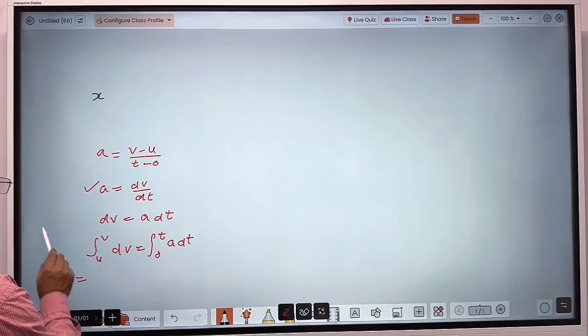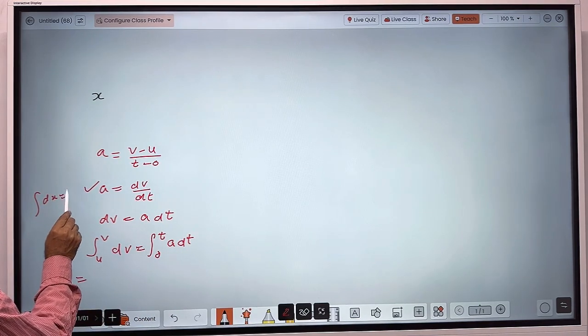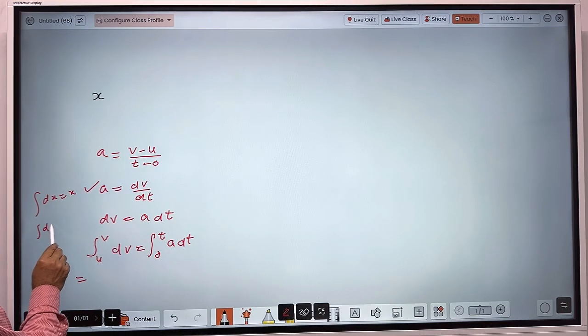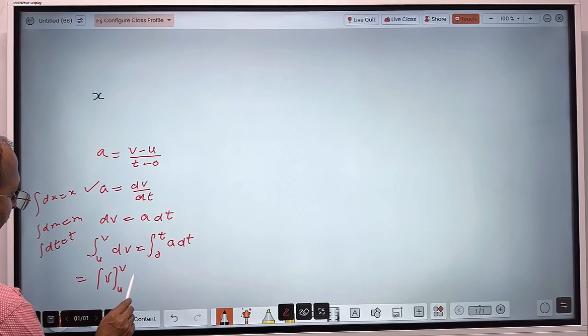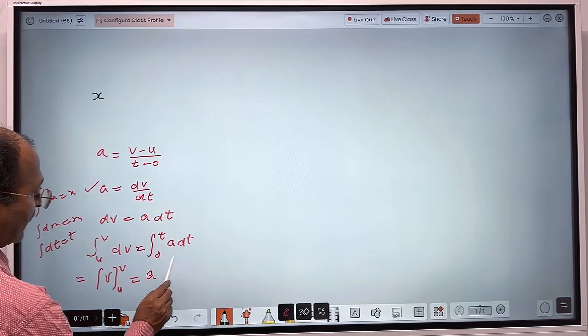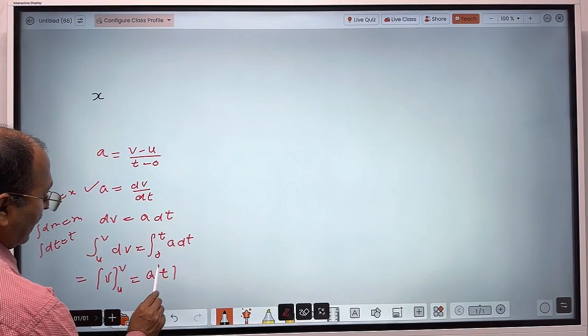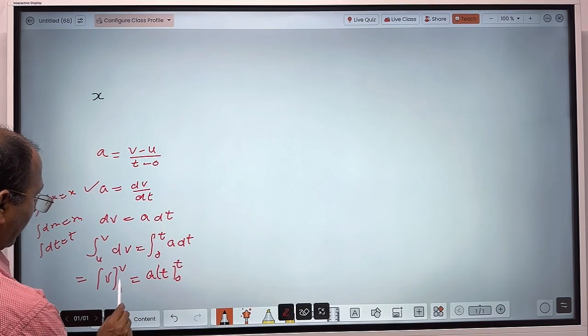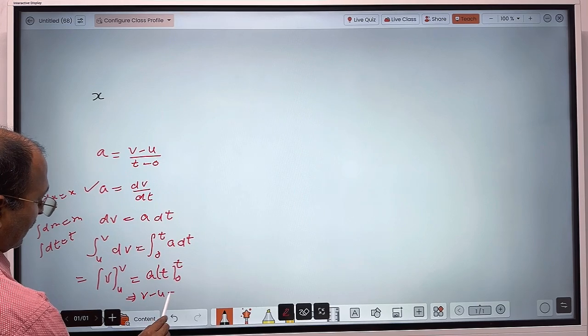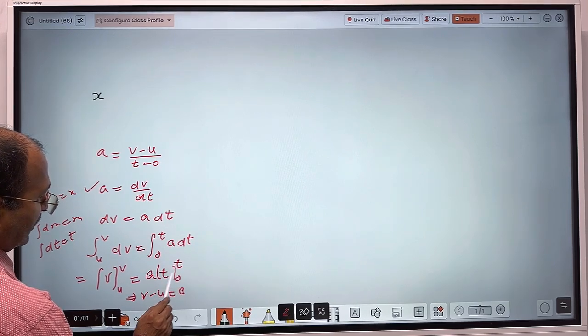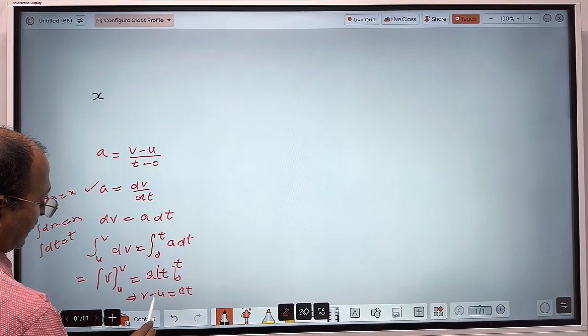Integration dx gives x, integration dm gives m, integration dt gives t, like this. So here integration dv will give v, and then u to v equals a, this will become t limits 0 to t. Now we put the values. So here upper limit minus lower limit, so this will become v minus u, and this will give a and t, because this limit will give 0.